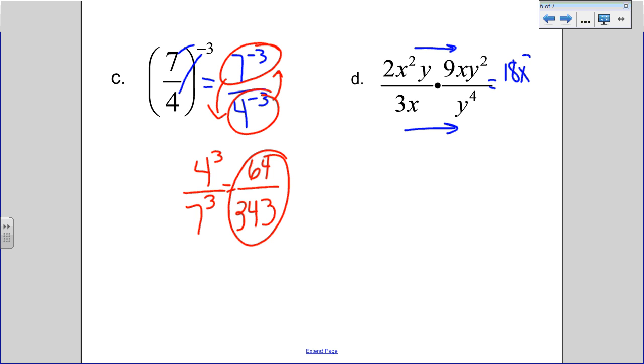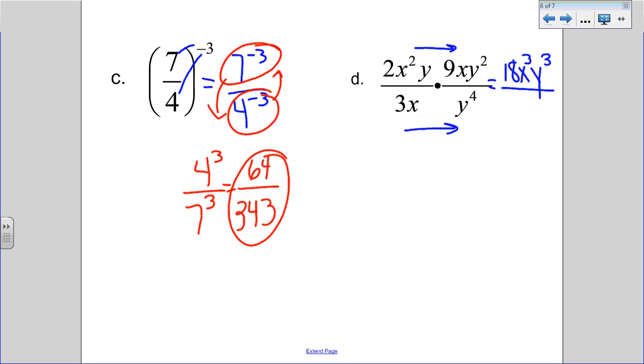2, 3. How am I getting 3? Because 1x plus 2x. Good job. 2 x's and 1 x is 3 x's. How many y's do I have? 3, 6. In the numerator. 3. 1 plus 2 is 3.